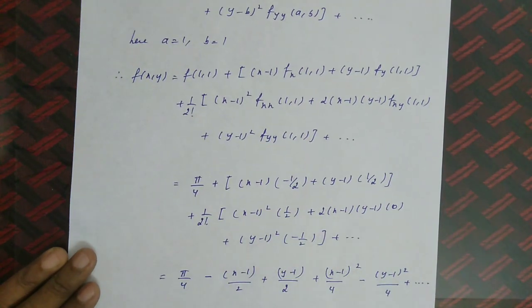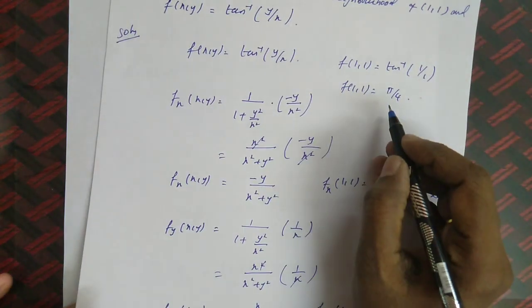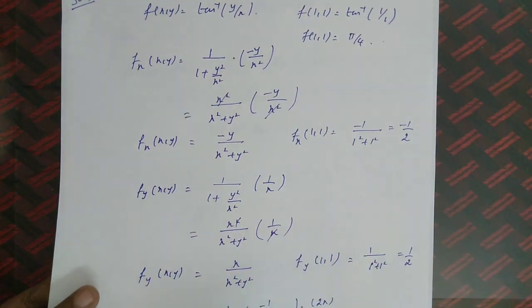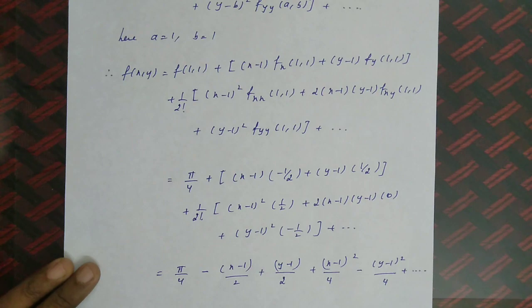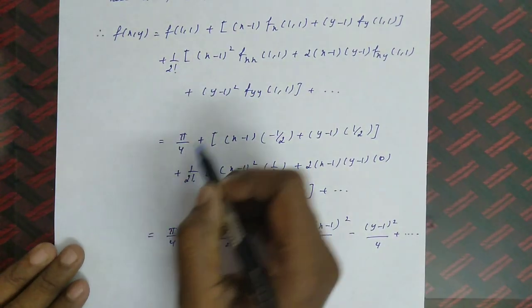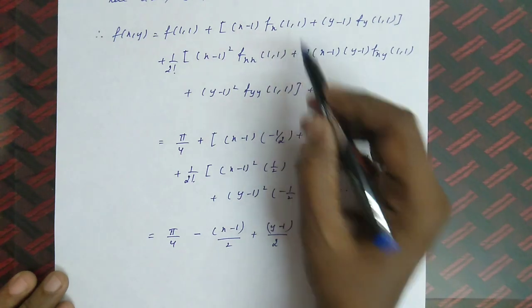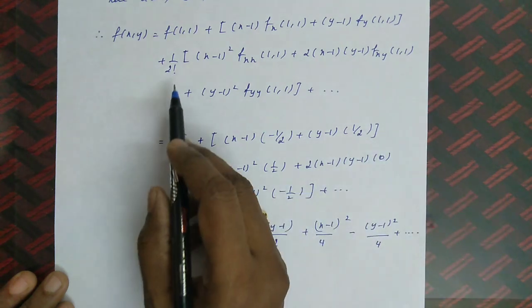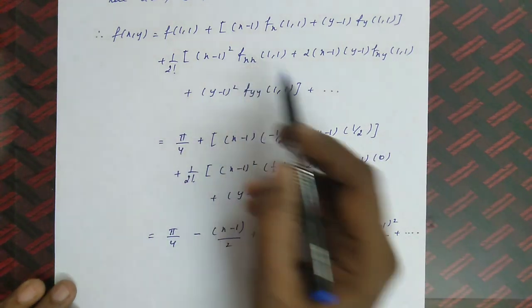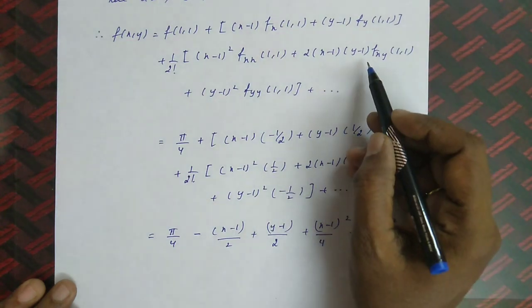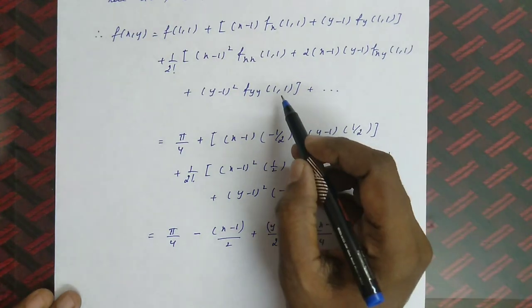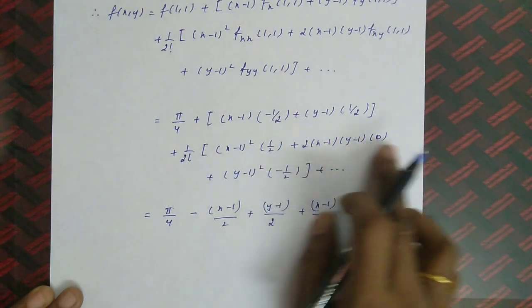Okay, now we got all the values for the derivatives, that is f of x comma y at the point 1 comma 1, the first derivatives at 1 comma 1, and fy at the point 1 comma 1. All the values we are going to substitute in the formula. So when you are substituting that, f of 1 comma 1 is pi by 4 plus (x minus 1) into fx of 1 comma 1, which is minus 1 by 2, (y minus 1) into fy of 1 comma 1, which is 1 by 2, plus 1 by 2 factorial, the second derivative fxx at 1 comma 1 is 1 by 2, and here it is (y minus 1) into fxy at the point 1 comma 1, which is 0, and the last value is minus 1 by 2. So the second term fully becomes 0.